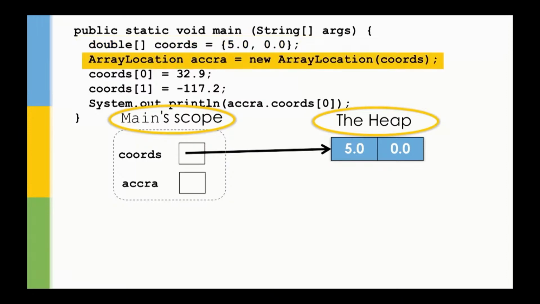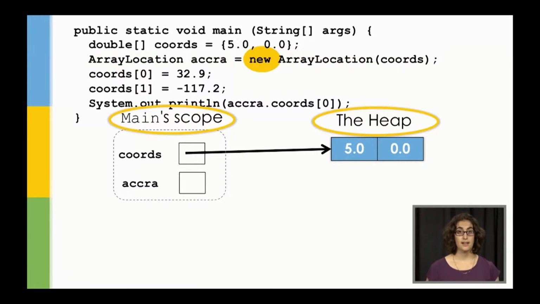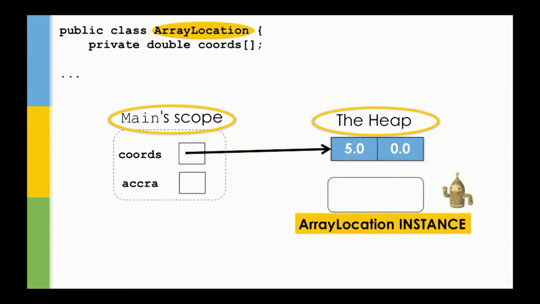Now we get to the line of code that we will spend the most time on, and this is when we declare the variable accra, which is going to be of type ArrayLocation. What we want to do, still in main's scope, is draw a box with accra, and what we're going to fill in there is a reference to an object. But in order to refer to an object, it needs to be constructed, and that's what the keyword new is doing. It's saying, I want a new object, and the kind of object that I want is the ArrayLocation object.